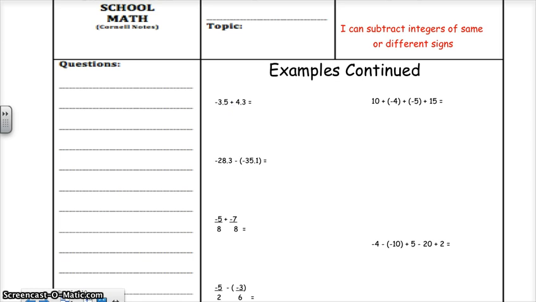So, I'm adding different signs. So I take their difference. That's 0.8. And the positive is further from 0, so it's going to be a positive 0.8. Remember, with the decimals, you line up the decimals for adding and subtracting.